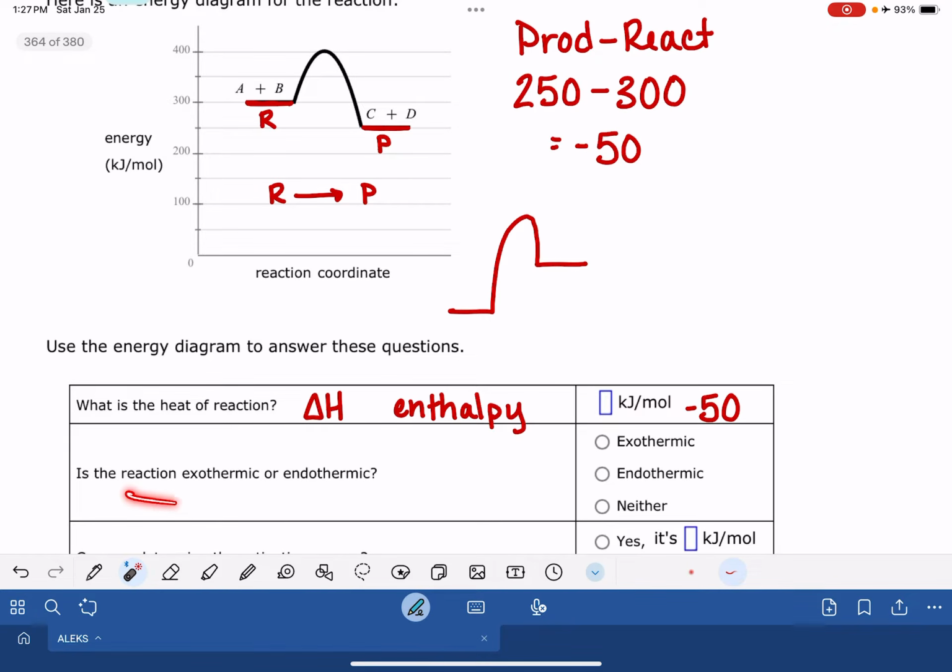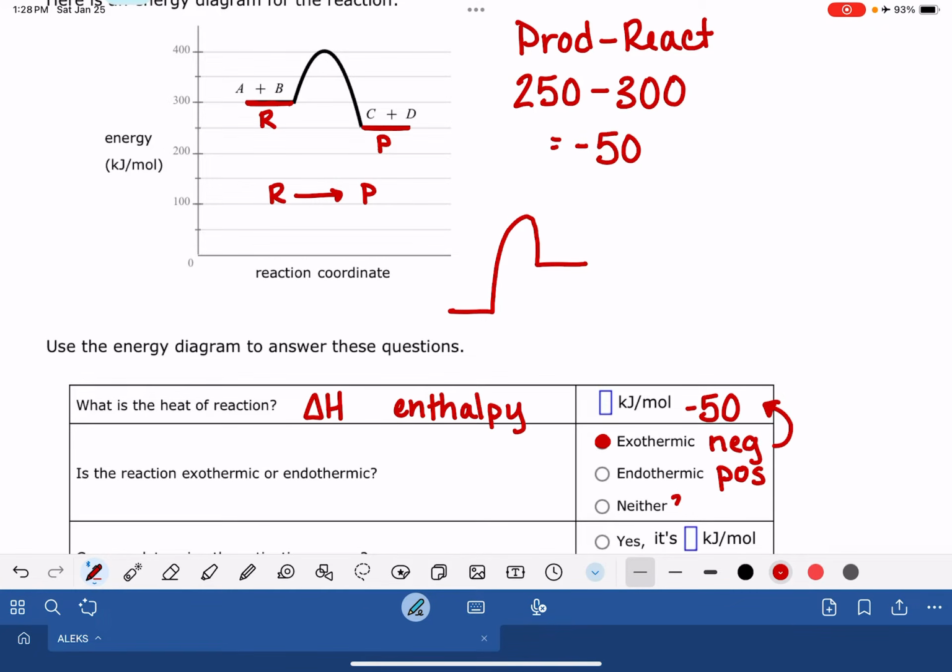So then the next question asks us if the reaction is exothermic or endothermic. My reaction is exothermic, and an exothermic reaction is one that has a negative heat of reaction. If you have a positive heat of reaction, then it is endothermic.